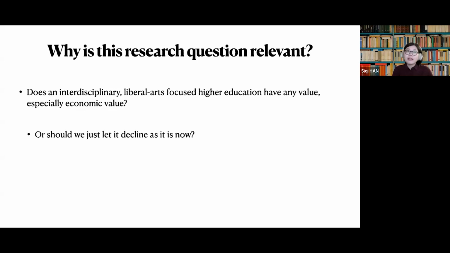So the question is, does interdisciplinary liberal arts education really have no economic value? If so, should we just let it die as it has been dying in many places of the world now? So that's a very practical, relevant question that we hope our research could answer.